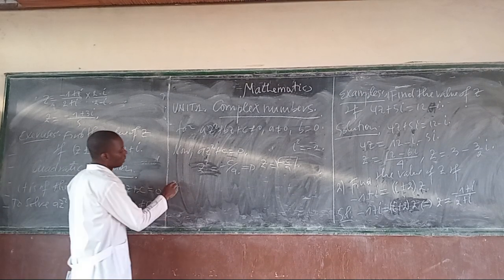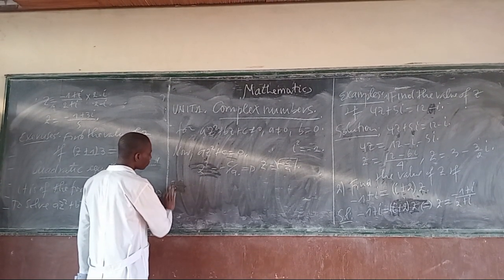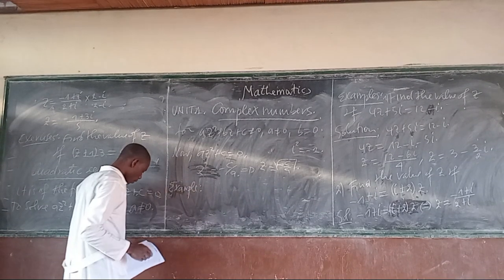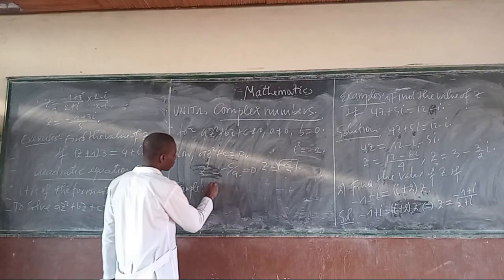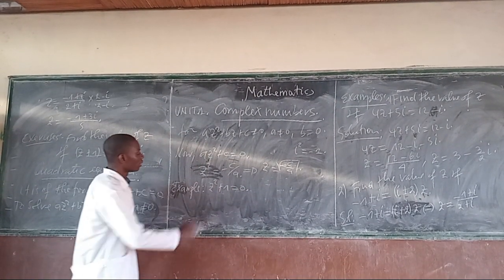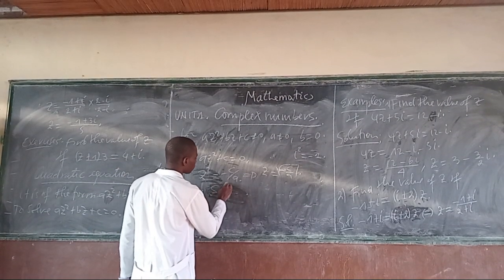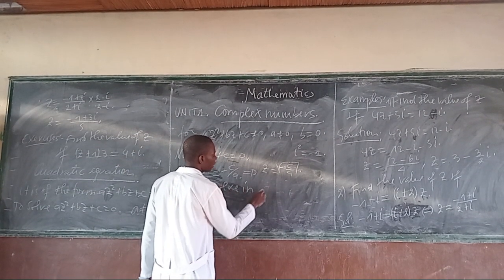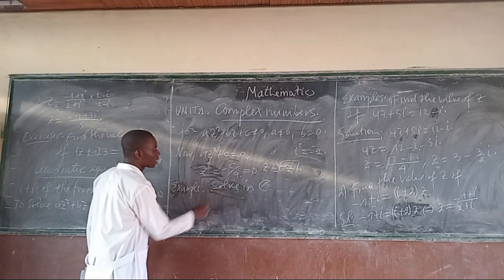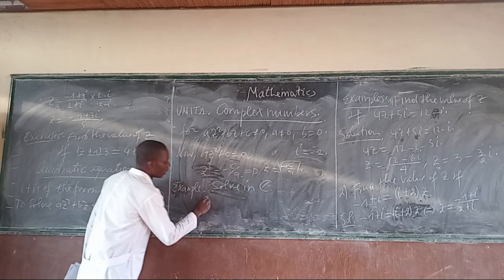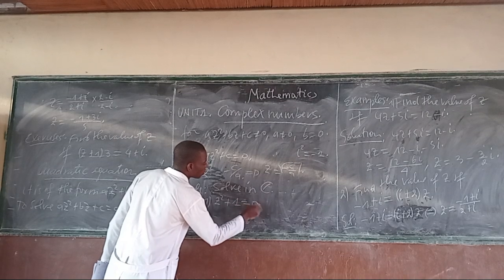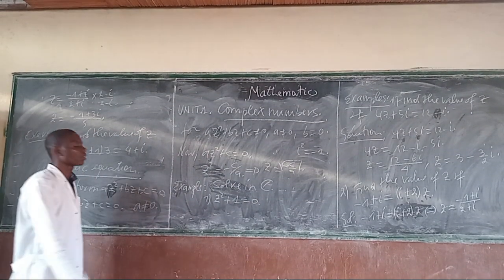Now, let's say, for example, you can solve z squared plus 1 equals 0, then you find the solution. Let's say, for example, solve in the set of complex numbers z squared plus 1 equals 0. In this case, you can find the solution.